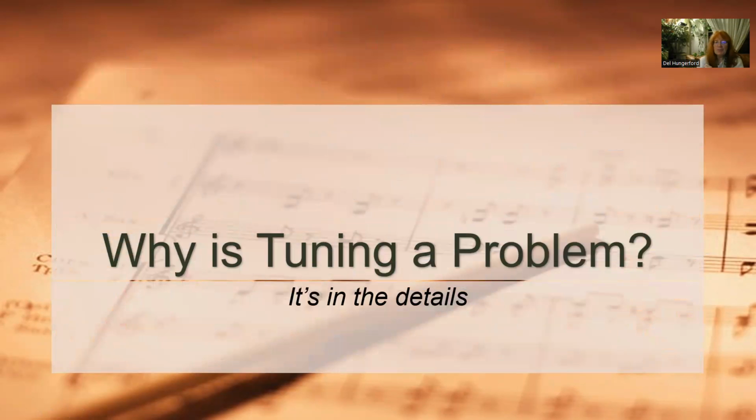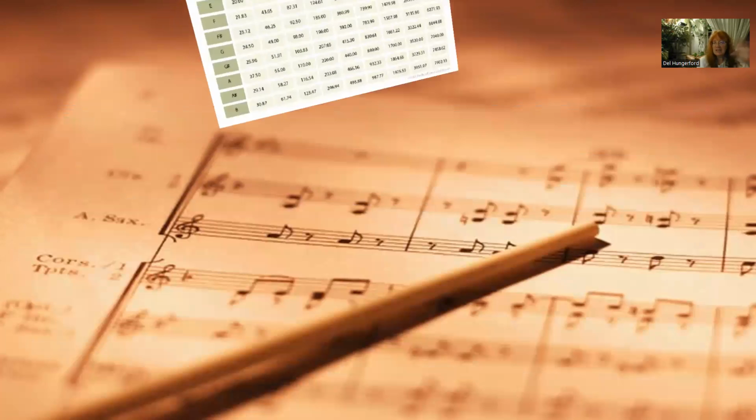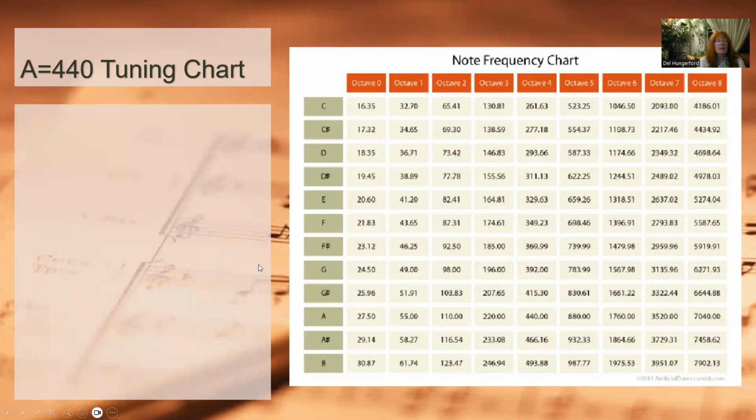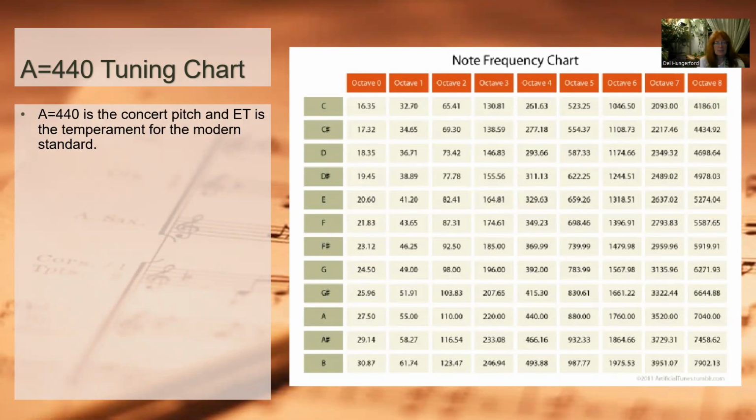So why is tuning a problem? It's in the details. And I've just given you some of the instrument problems. Okay, here is a tuning chart that is A440 in equal temperament. And I'll explain to you a little bit more what equal temperament is. So A440 is the concert pitch and equal temperament is the modern standard. If you were to go look up a frequency chart, this is what you would find.